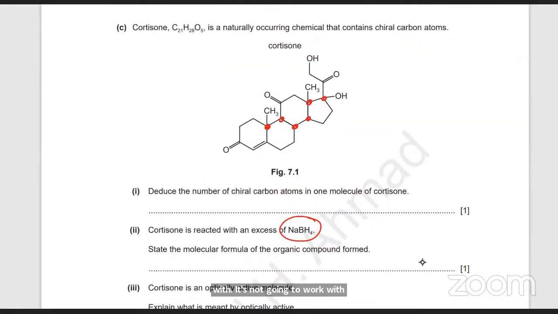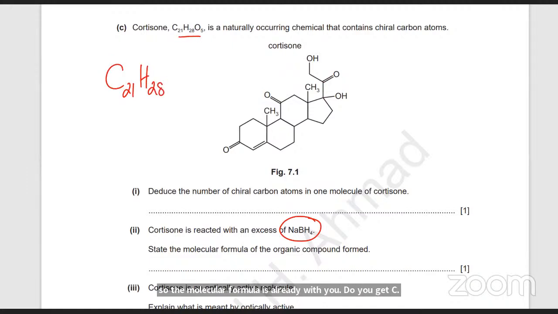So, state the molecular formula of the organic compound formed. He's asking for the molecular formula. One way is you could waste a lot of time counting all the atoms, right? The only changes are happening to the aldehydes and ketones, so the molecular formula is already given: C21, H is 28 and O is 5.